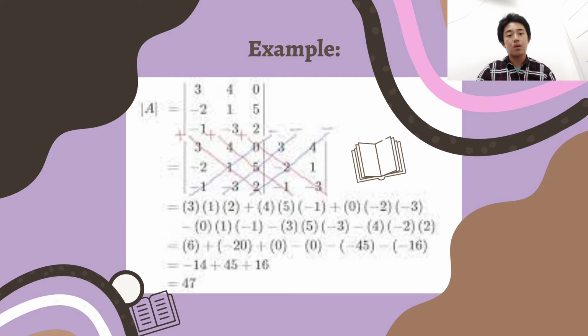So after we times it all, we get 6 plus negative 20 plus 0 minus negative 45 minus negative 16. That gives us negative 14 plus 45 plus 16. And the answer for the A matrix determinant is 47.